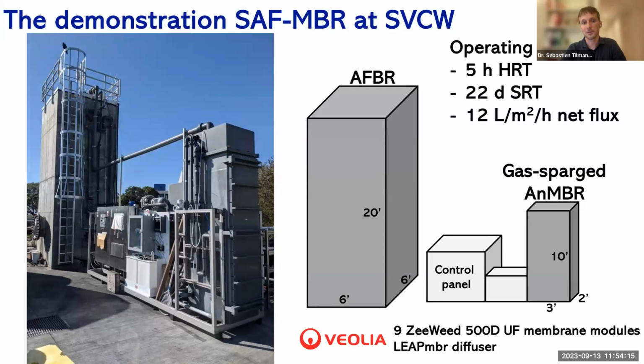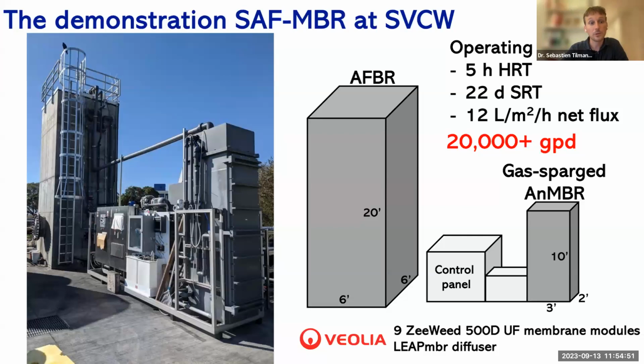Our operating conditions, for the engineers out there: we're operating this system at about a 5-hour hydraulic retention time. That's the amount of time that the water stays in the system. A 22-day solids retention time of those solids in the bulk fluid. Remember that most of the biomass is attached to the granular activated carbon and actually stays in the system much longer than that, hundreds of days. And we're operating at a net flux of about 12 liters per square meter per hour on the membranes. And with that, we're processing a little bit more than 20,000 gallons per day.